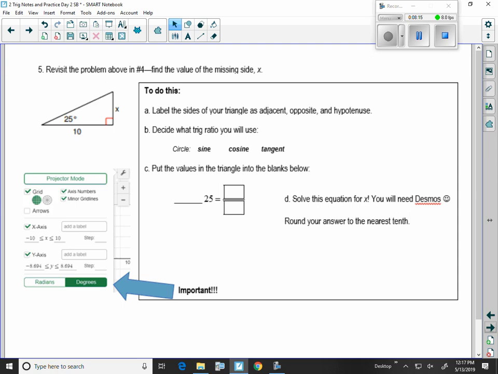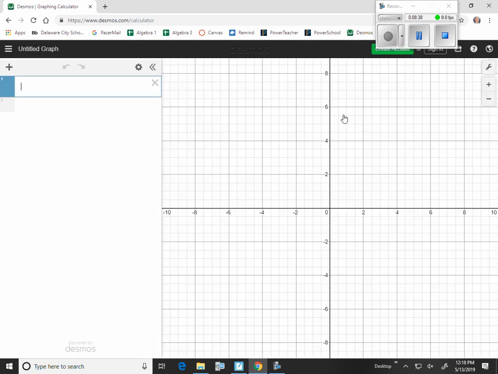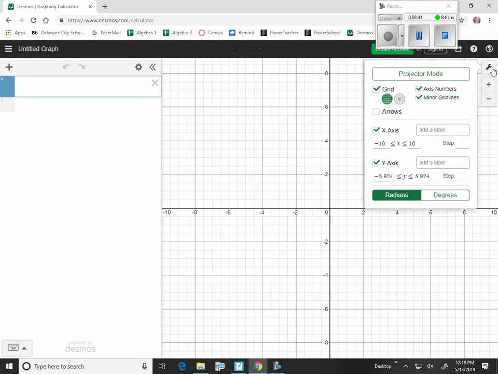All right, who's using Desmos? Okay, so if you are using Desmos, you need to go to the settings. Let me pull it up here. Oh, yeah, I need to press start graphic. Okay, so if you press this little wrench up here, you want to press degree. That's how you change it in Desmos. If you don't change it, your answers are going to be wrong, for tests, quizzes, everything. So make sure you're in degree mode.